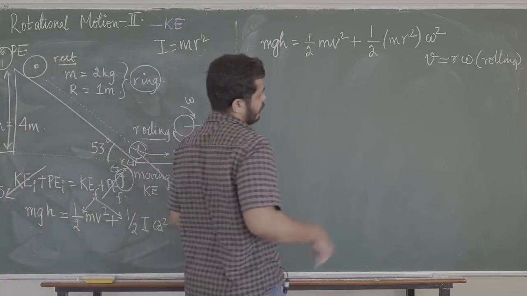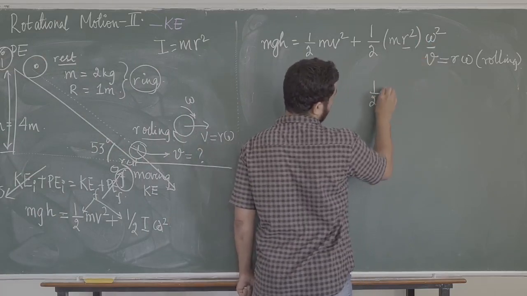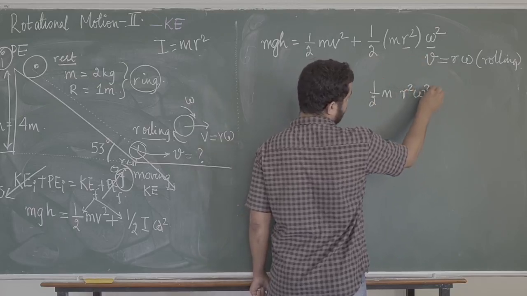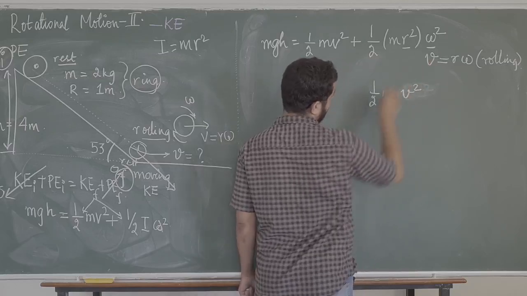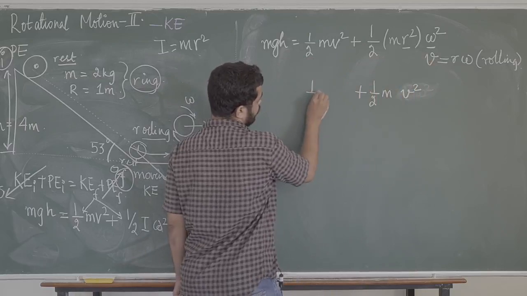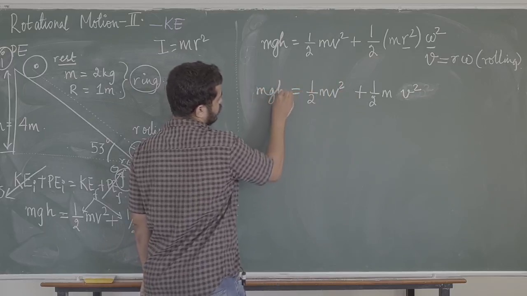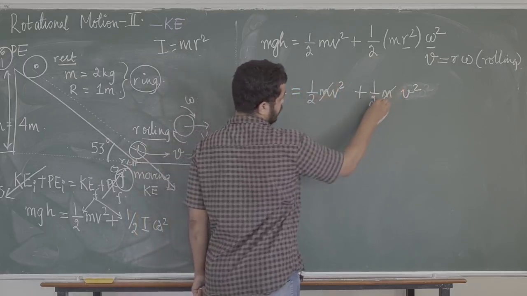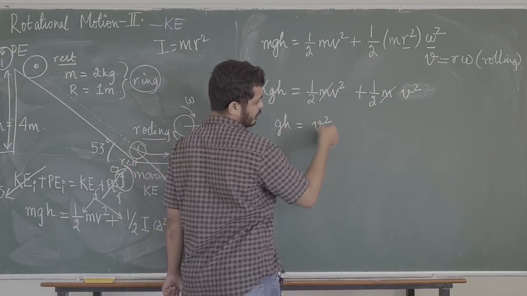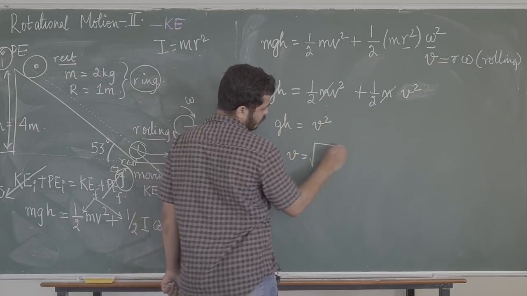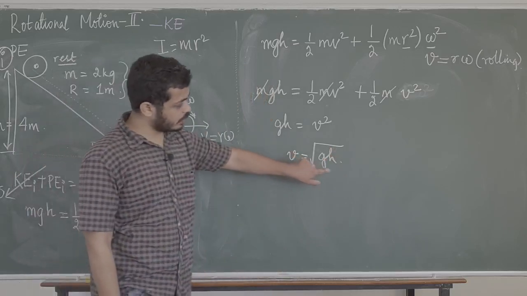Now you just substitute. V is equal to R omega. We have R square omega square. So we can write half m R square omega square. Instead of R square omega square, we can just write V square. Plus here also we have half mv square, so we will write half mv square, and here we have mgh. If you cancel the mass all throughout this equation, you'll see that gh is equal to half v square plus half v square, 2 times half v square, or v is equal to root over gh. So we were asked what is the velocity? The velocity is root over g times h.